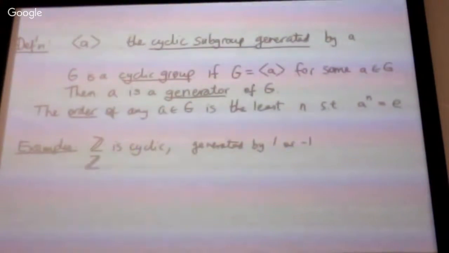Z6. So 0, 1, 2, 3, 4, 5 modulo 6. Is that cyclic? Yes. And 5. Does 5 generate? Yeah, it should do, shouldn't it? So it's also cyclic, generated by 1 or minus 1, which is 5.